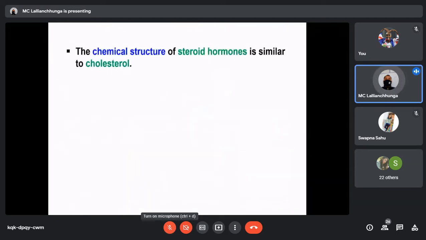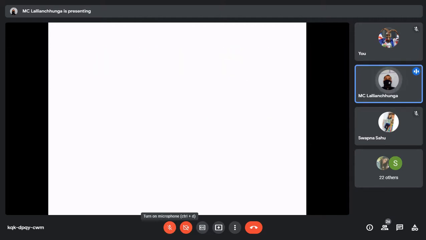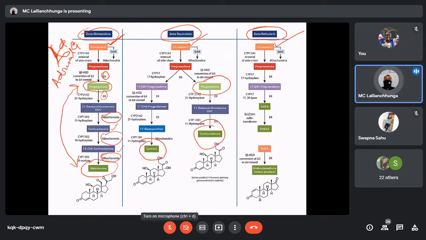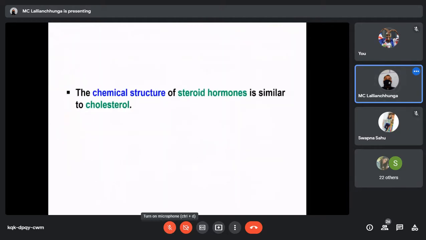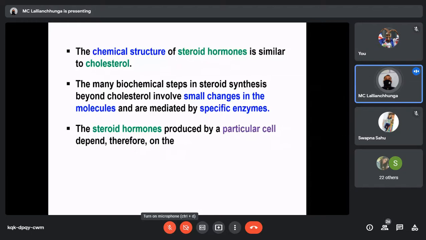The chemical structure of steroid hormones is similar to cholesterol. The many biological steps in steroid synthesis beyond cholesterol involve small changes in the molecule and are mediated by specific enzymes. That means at every step there is a slight change in the chemical structure, and that is making them different. The steroid hormones produced by a particular cell therefore depend on the types of enzymes present and also the concentration of the enzymes. You have already seen the three steps I have given you.